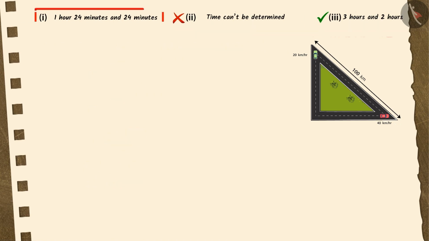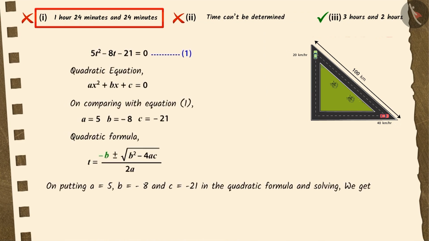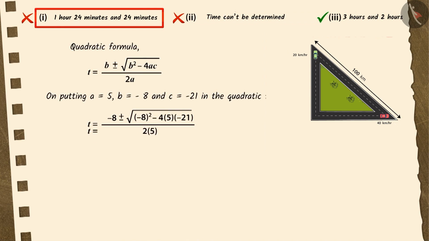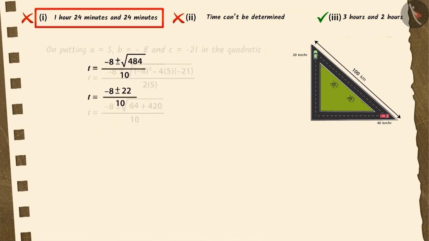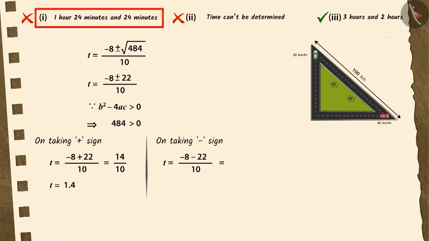If you have selected option 1, it is a good try, but this is also the wrong answer, because you have written a positive b instead of a negative b in the quadratic formula, and solved the question based on that. Because of which your answer is wrong.